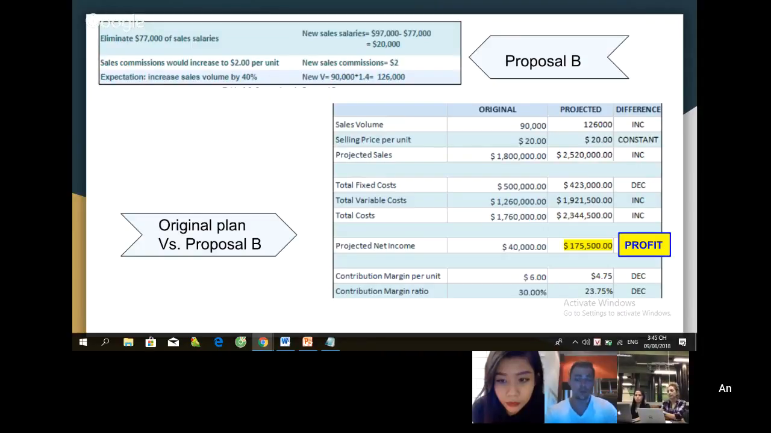Now we come to proposal B. First of all, as we can see at the top of the slide, Marathon is saving $77,000 of fixed cost. By raising the sales commission from 75 cents to $2, the projected contribution margin per unit is $4.75, as you can see in the fourth last line. Despite the higher break-even point than the original, Marathon is making $175,500 in profit. As a result, Marathon is rewarded for its courage to risk. The next slide, please.